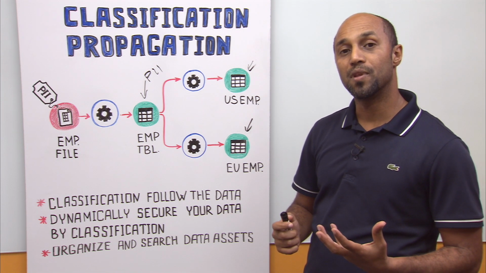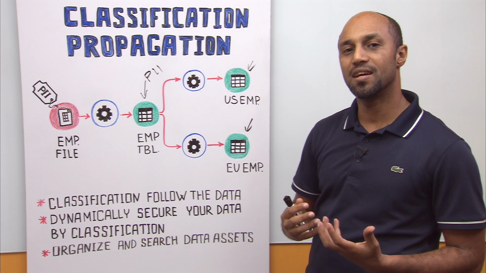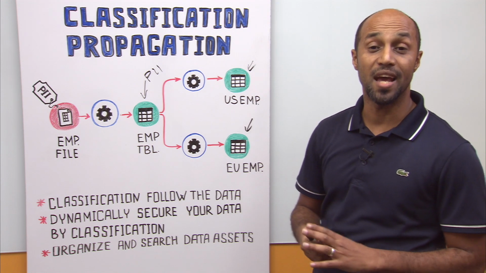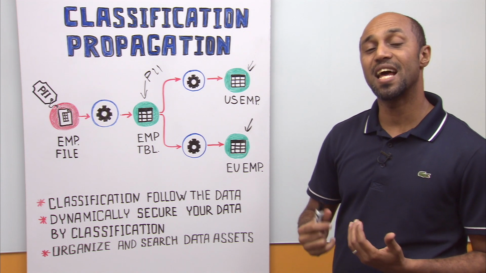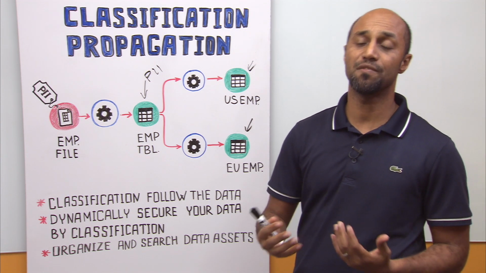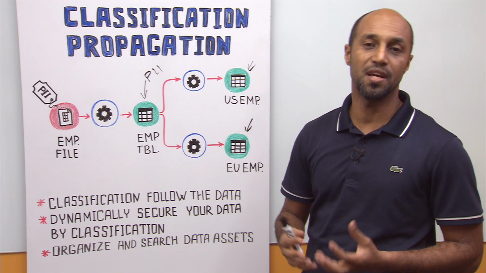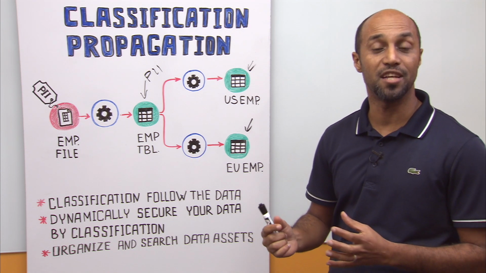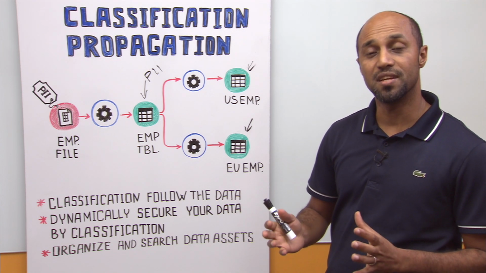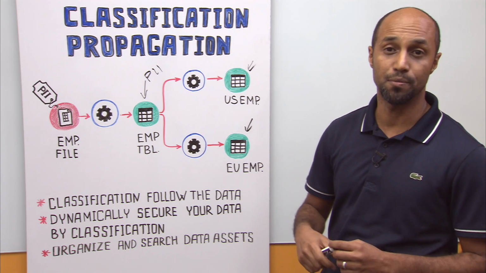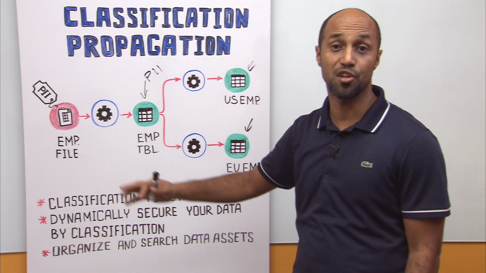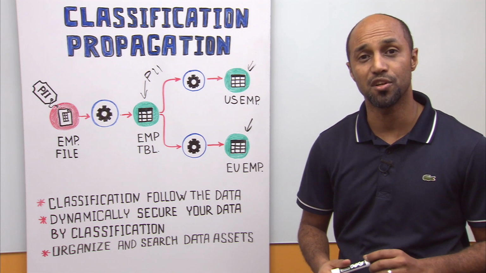Now, with the Atlas and Ranger dynamic tag-based policies, what you're able to do is say anything that's classified as PII or anything that's classified as sensitive is only accessible by HR. And this significantly reduces the amount of security policies that you need to put in place and the amount of overhead and management. So rather than setting up 4 different security policies, now all you need to do is set up 1 security policy.